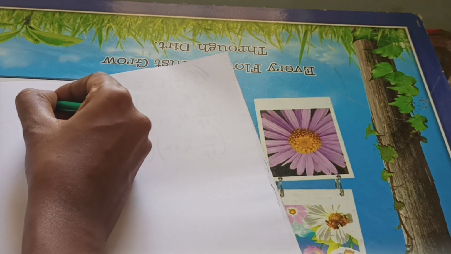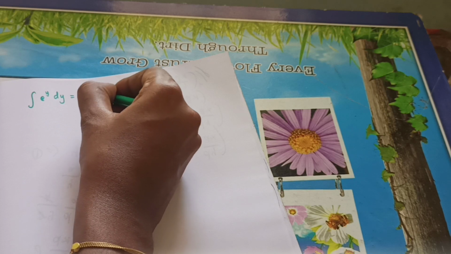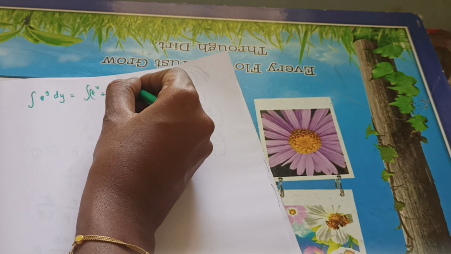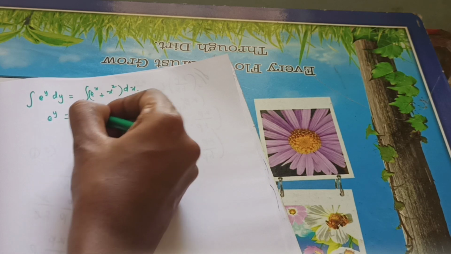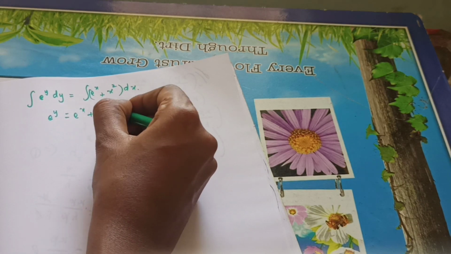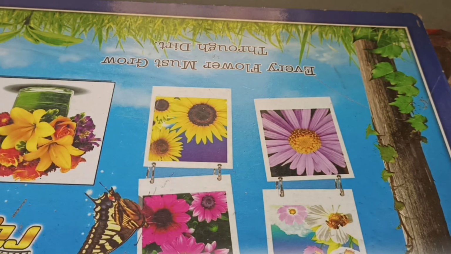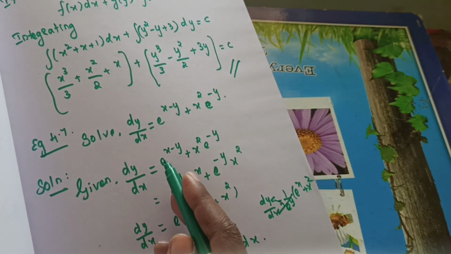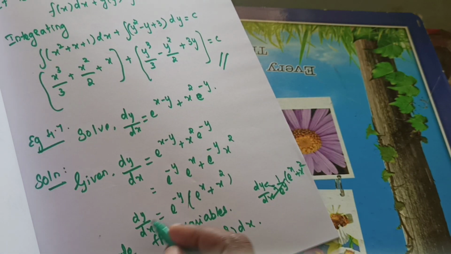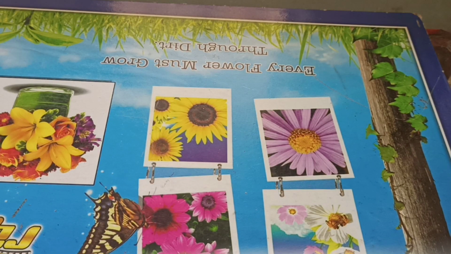Integrating, the integral of e^y dy equals the integral of (e^x + x²) dx. So e^y = e^x + x³/3 + c. Understand? I will repeat it again. It is given dy/dx equals something; take the reciprocal and cross multiply, separate and integrate, and you will get the answer.